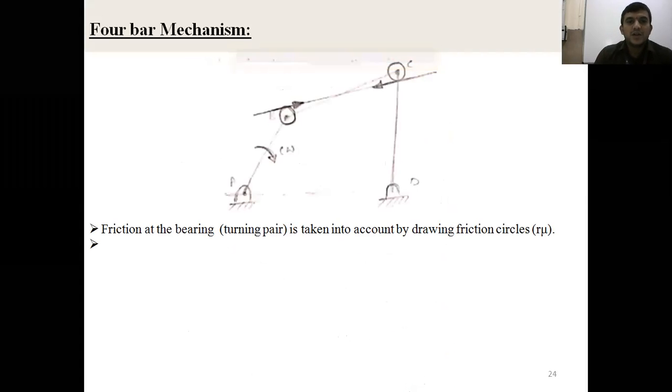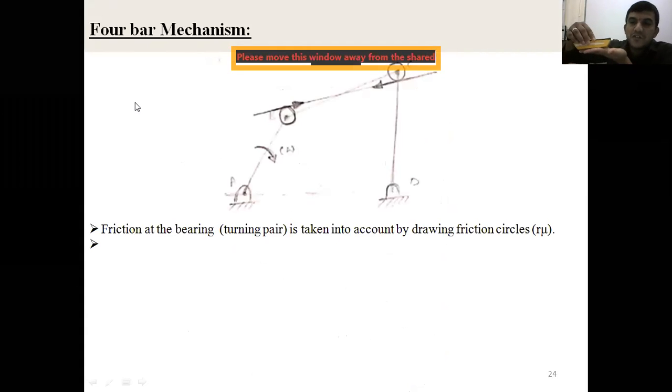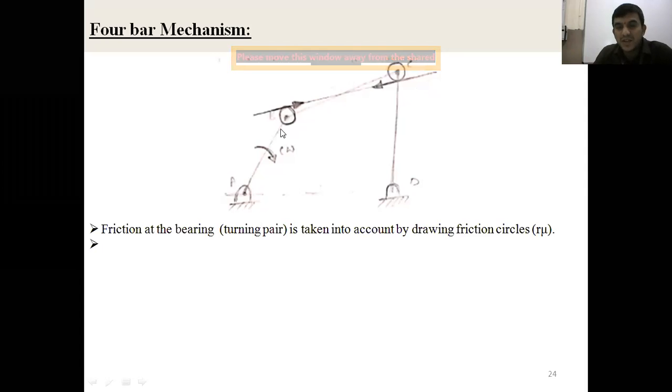Now the last topic in this chapter. In the previous problem, we considered the coefficient of friction at the sliding pair. Suppose if we consider it at the turning pair or revolute pair, then how do you consider friction, and how do you draw the friction circle? See the turning pair for the four-bar mechanism, I'll consider only the coupler here. Now if you want to consider friction in the turning pair, you draw the friction circle.